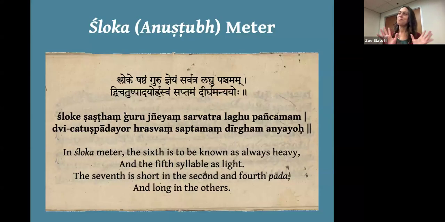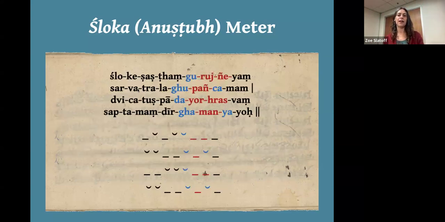So we then get some more rules. Those are rules for what a syllable is. But we now have rules for what shloka meter is, right? As I said, we heard Valmiki say his shloka became shloka, but what is shloka? This is shloka, right? So it's these verses. There are these 4 padas, these 4 quarters. Each one has 8 syllables, but there are a couple other rules. So the 6th syllable has to be heavy. The 5th syllable has to be light, and the 7th alternates. So the 7th is short in the 2nd and 4th pada, and long in the others.